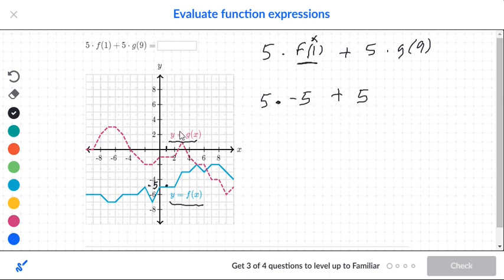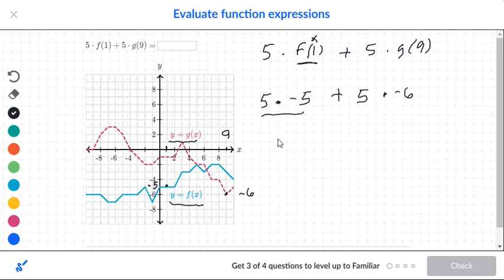Now you have g of 9. So 9 is right here. Now the g is the red. So I have to drop way down there, and that matches up with negative 6. So if I look to the left, it matches at negative 6. So I want to come over here and times this by negative 6.